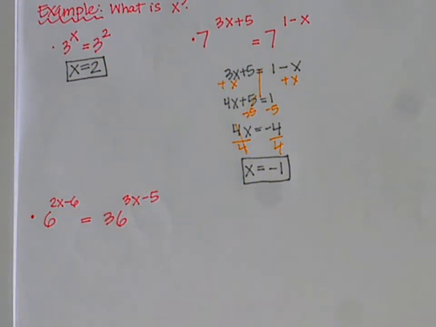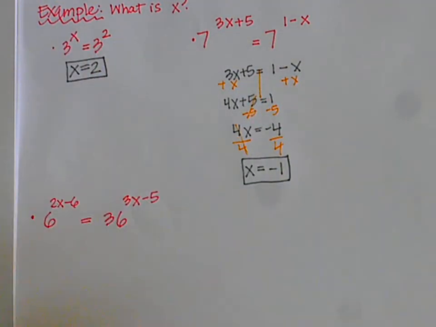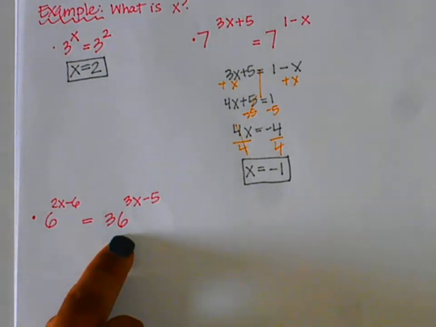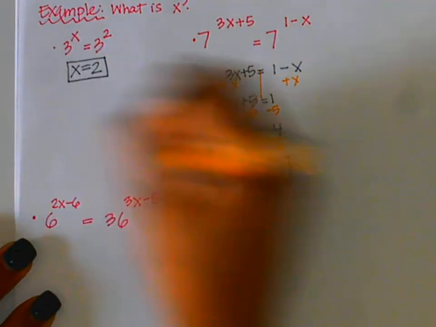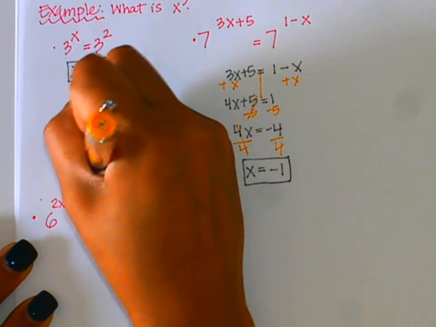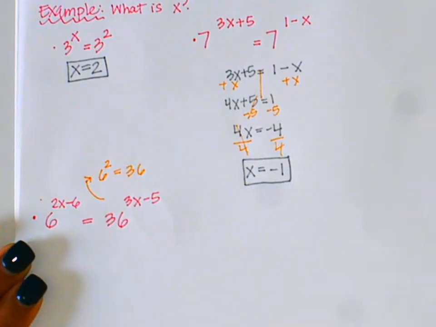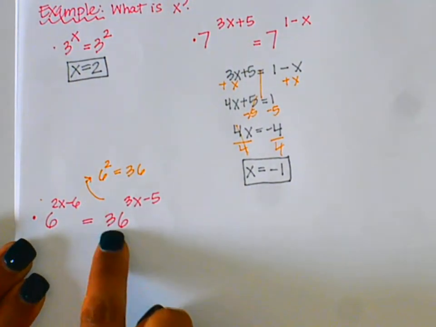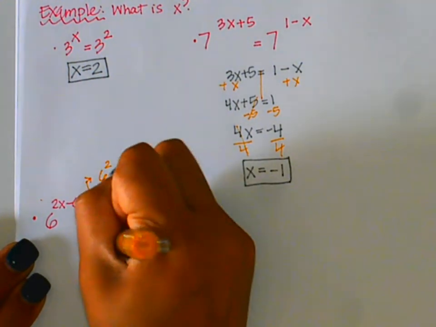I noticed right away that the 6 and the 36, those are the two things that I want the same, but they're not. Here I had a 7 and a 7, I had a 3 and a 3. 6 and 36 are not equal to each other, but I can manipulate my 36 so that it does have a base of 6. Because, little side note, I know that 6 squared is equal to 36. So why not rewrite my 36 into 6 squared?